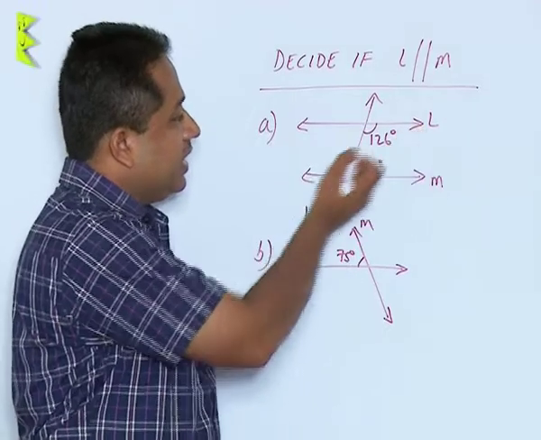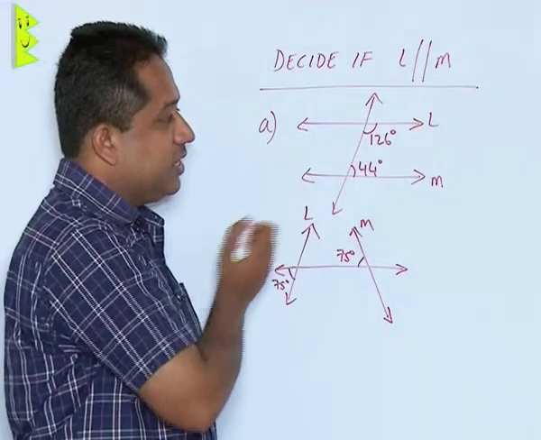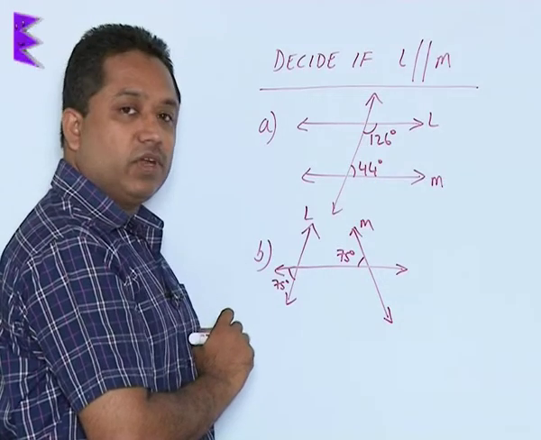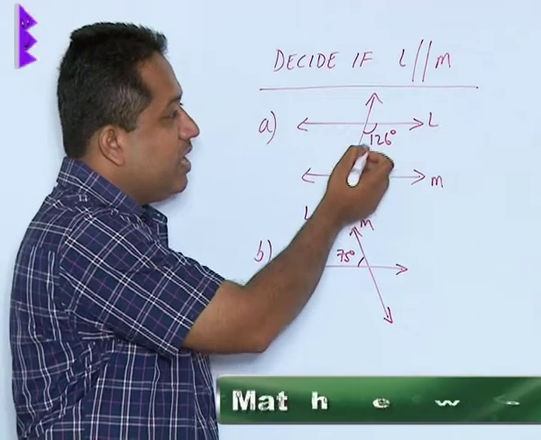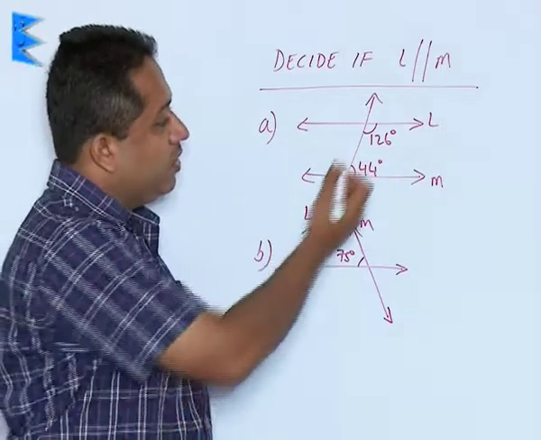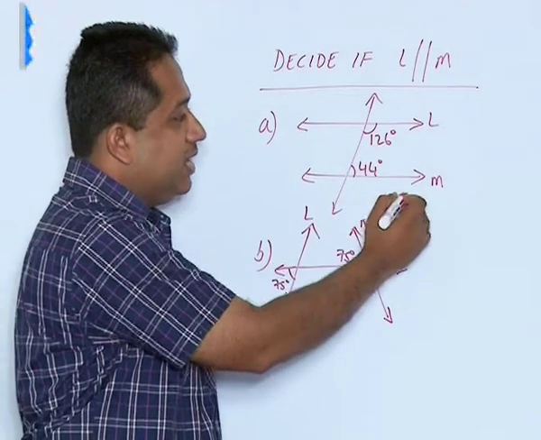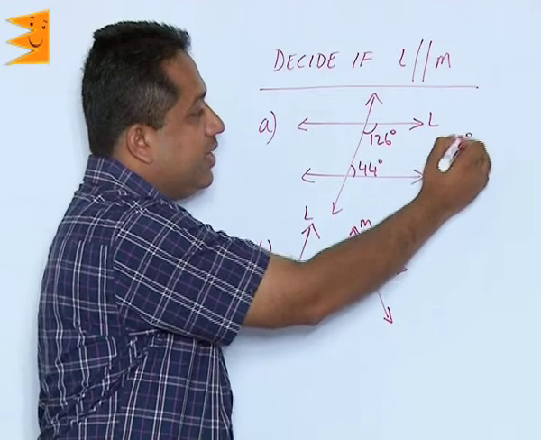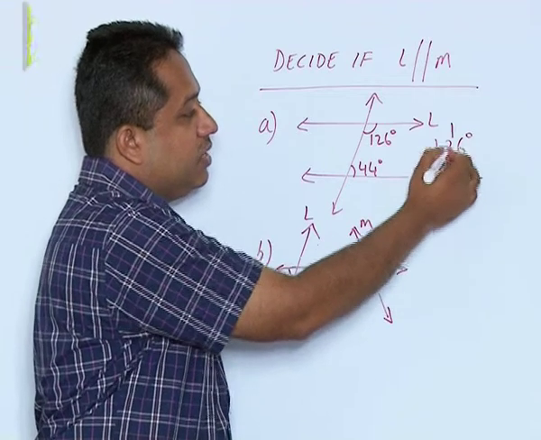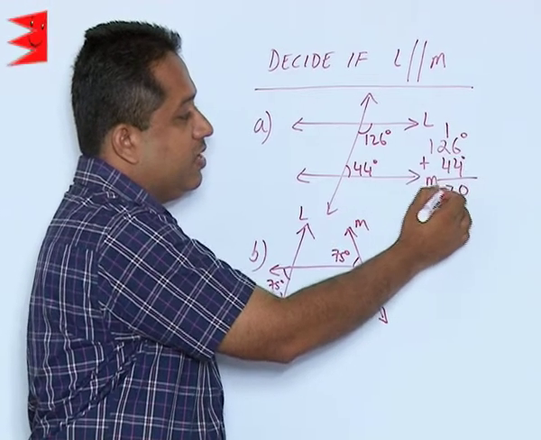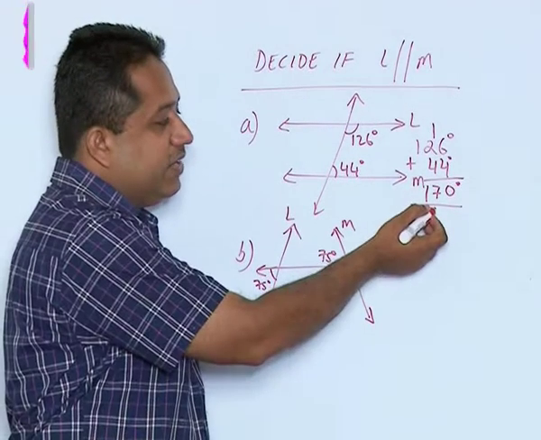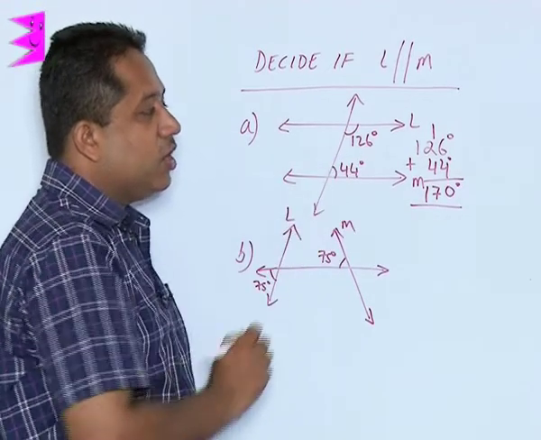Now, look at the first figure, L and M intersected by a transversal. The interior angles on the same side of the transversal are given as 126 and 44, and using this we have to make a conclusion whether these lines are parallel or not. If we add 126 and 44, we get a total of 170 degrees. Now, if the total is 170, we can say that L and M are not parallel lines.